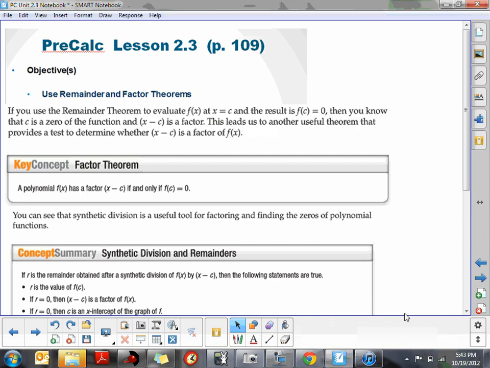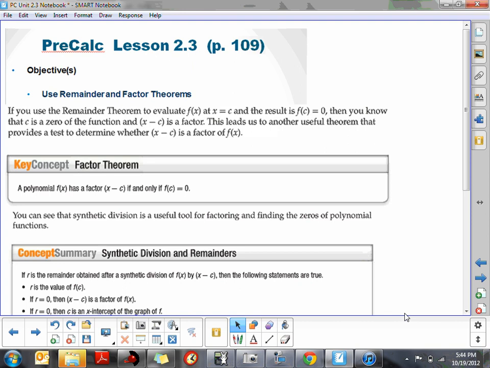The final concept that we're going to learn in lesson 2.3 is the factor theorem. The factor theorem is a special case of the remainder theorem. The remainder theorem said if you evaluate f at c, it's the same thing as you will get if you take the function divided by the linear factor at c, and those remainders will be the same as the value of the function evaluated at that c.